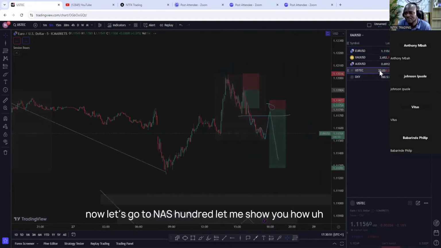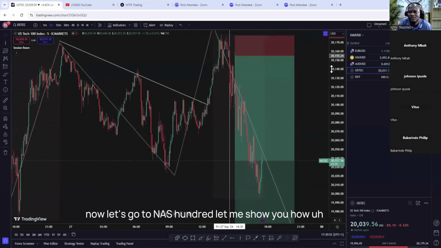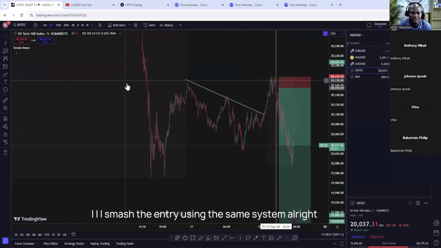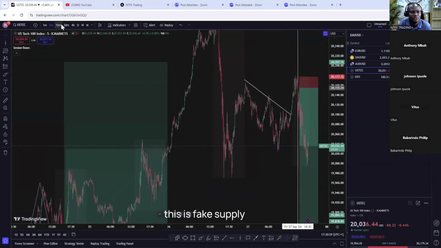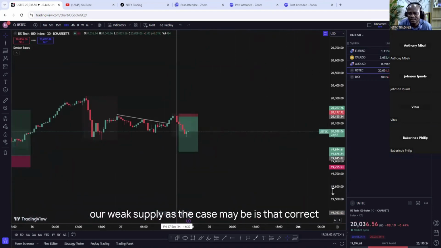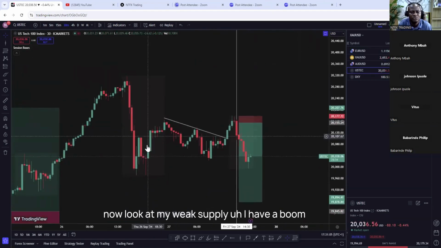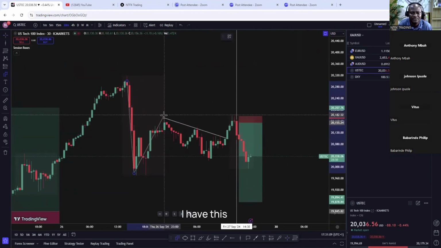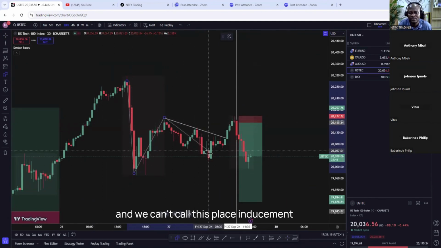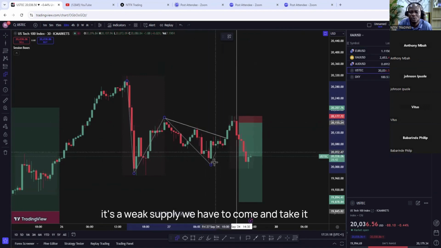Let's go to NAS100. Let me show you how I smash the entry using the same system. All right, this is fake supply or weak supply, as the case may be. Is that correct? Now look at my weak supply. I have a boom. This one came and never broke the structure. Therefore, we can't call this place inducement. It's a weak supply. We have to come and take it.